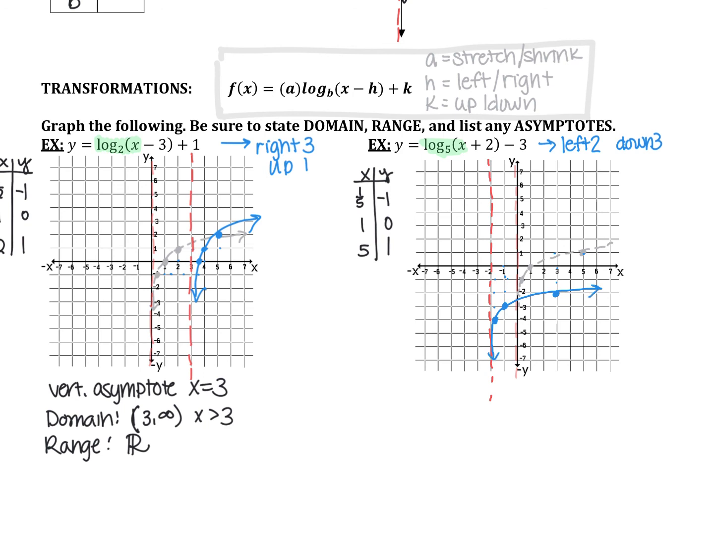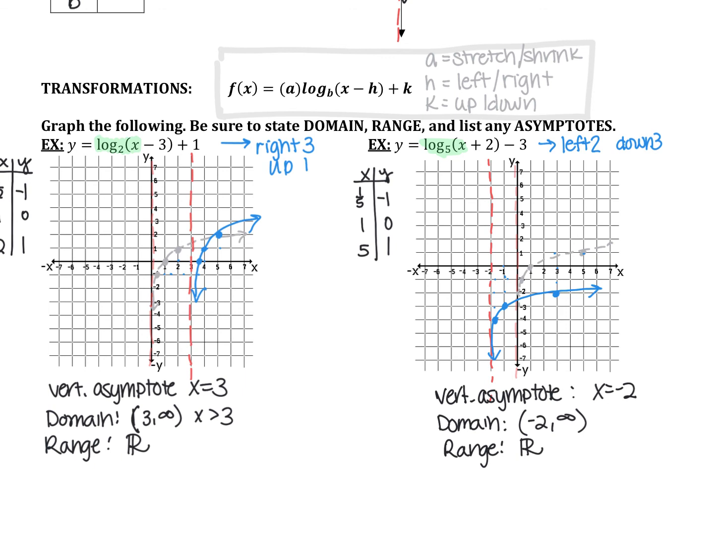Through those points. So let's talk about what we have. We have a vertical asymptote at the line x equals -2. We've shifted left 2. My domain, that vertical asymptote and the domain are so closely related. My domain needs to go from -2 to infinity. And then the range is the easiest one, it's all reals.